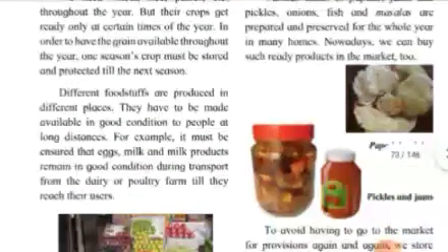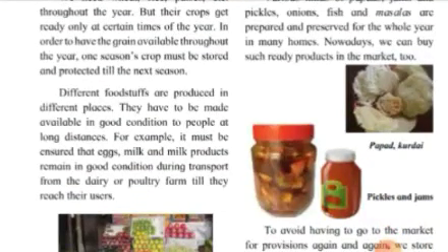Then again, different foodstuffs are produced in different places and they have to be made available in good condition to people at long distances. For example, eggs, milk, and milk products remain in good condition during transport from the dairy or poultry farm till they reach their users. This is why they need to be preserved, because they are not available everywhere and they have to be transported from one place to another. So, bringing them in good condition is also another method of preservation.